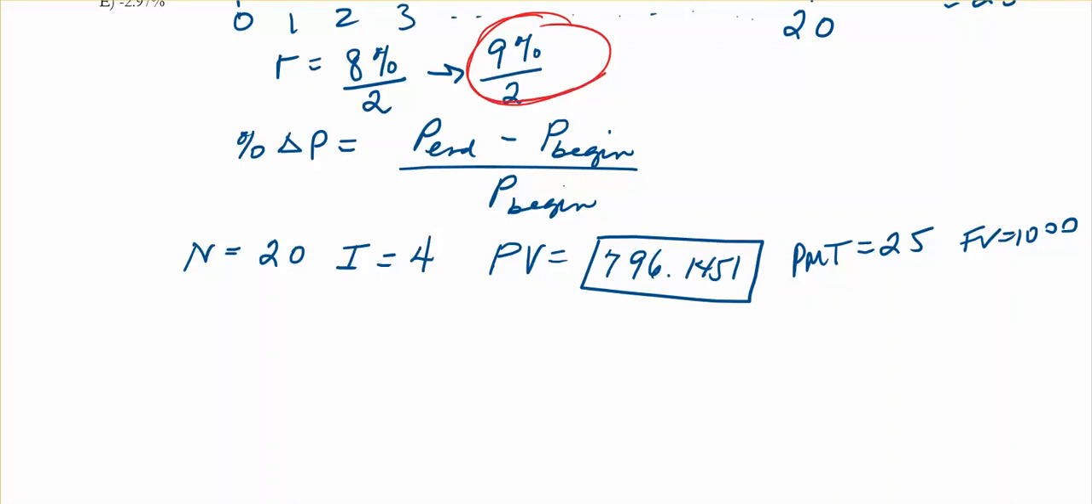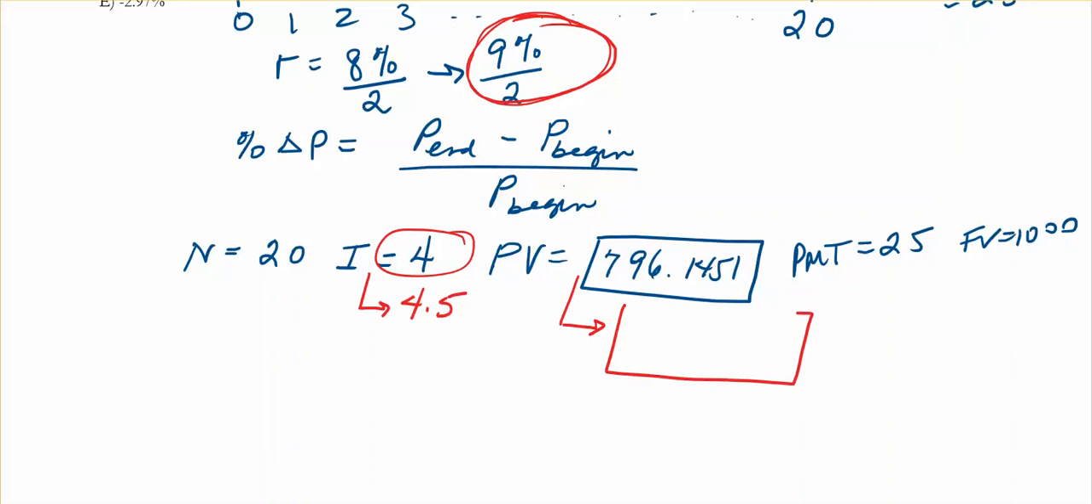Now the interest rate goes up to 9 divided by 2, so we will change the interest rate to 4.5, solve for a new price. So go ahead and put I equals 4.5 now, solve for new PV, giving us 739.8413.